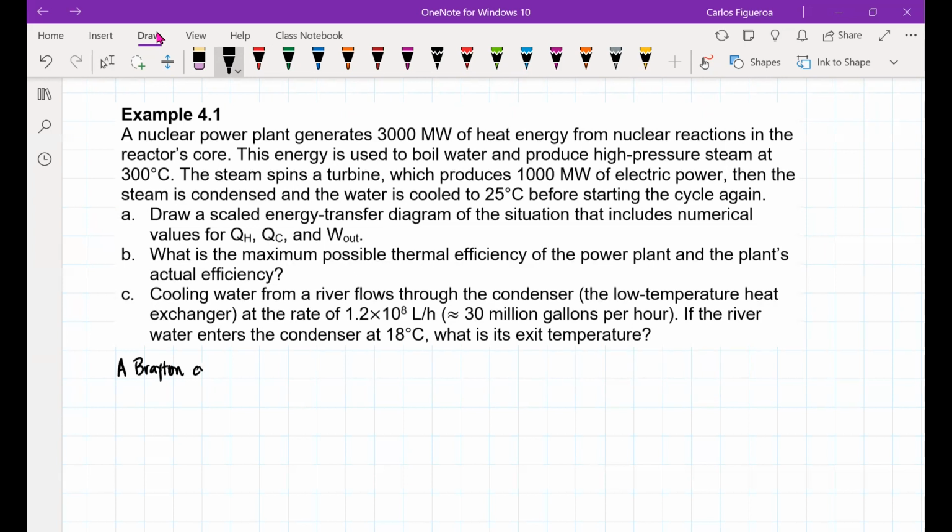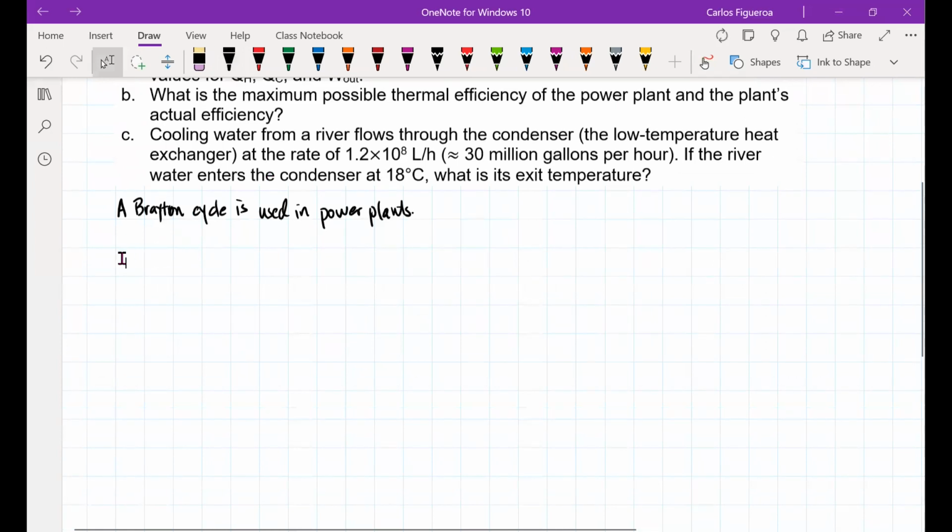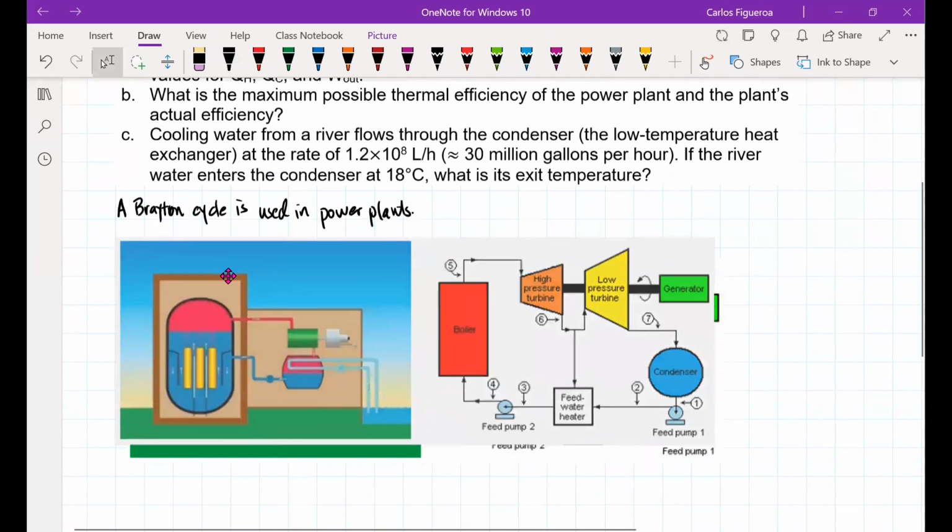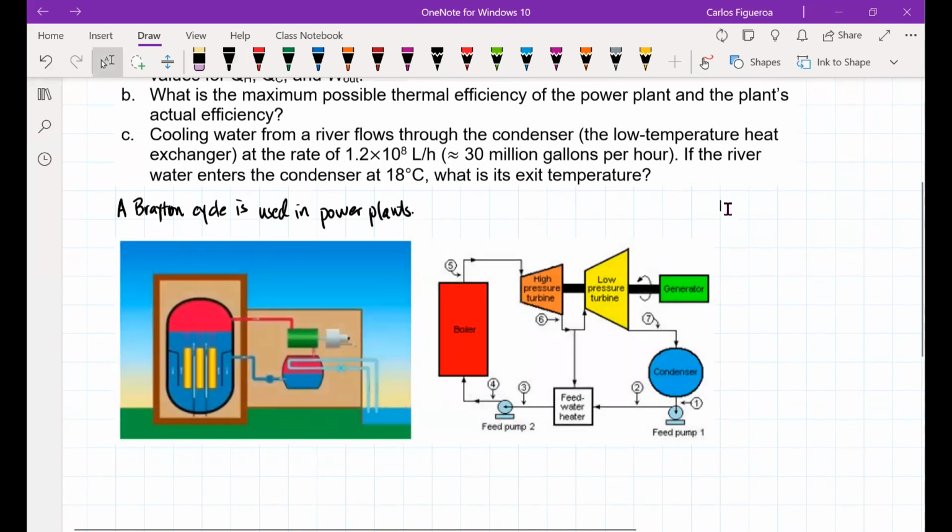A Brayton cycle is used in power plants. So my example is for a nuclear reactor here. And so I'm going to start to set up the process that goes something like this. So on the left I have a nuclear cycle, and on the right, you'll see a diagram that sort of shows you what it is.